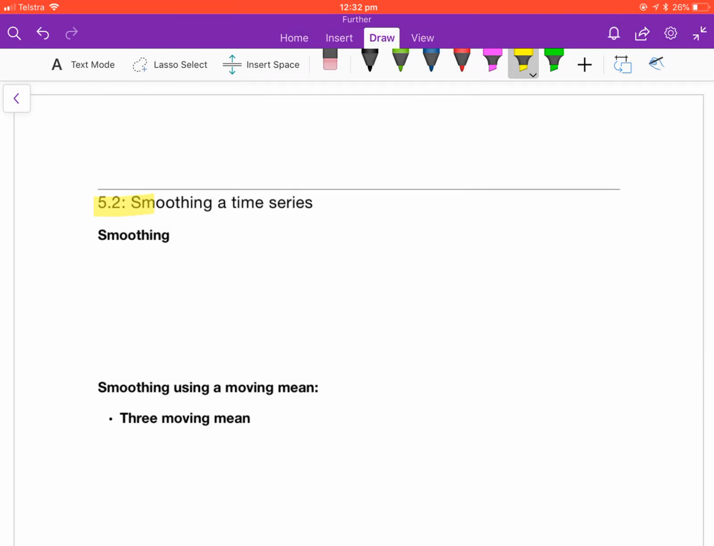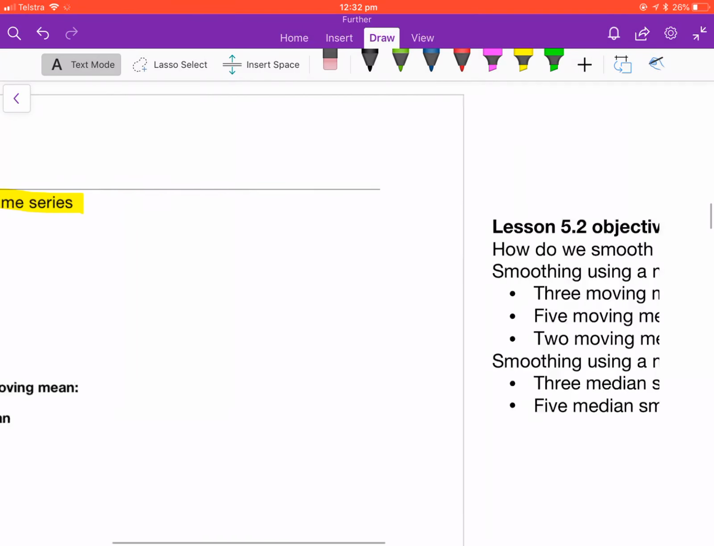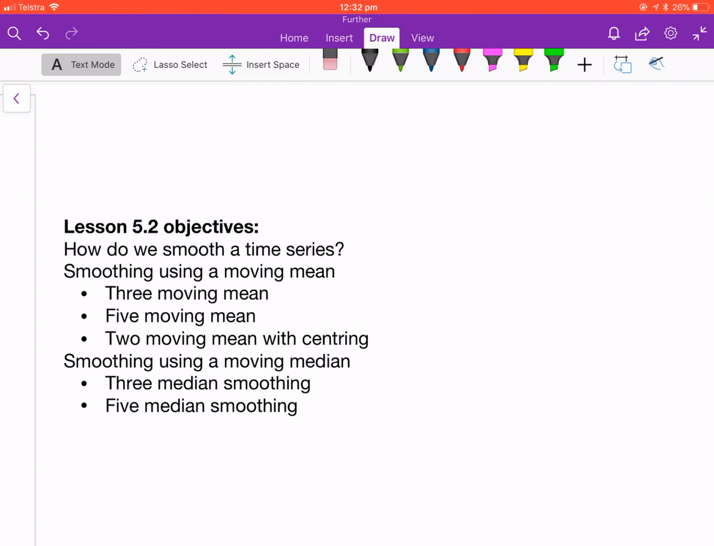Hi guys, this is lesson 5.2, smoothing a time series. Lesson 5.2 objectives are to look at how we smooth a time series, smoothing using a moving mean, so a 3 moving mean, 5 moving mean, or a 2 moving mean with centering, and we'll look at smoothing using a moving median as well, so 3 and 5 median smoothing.